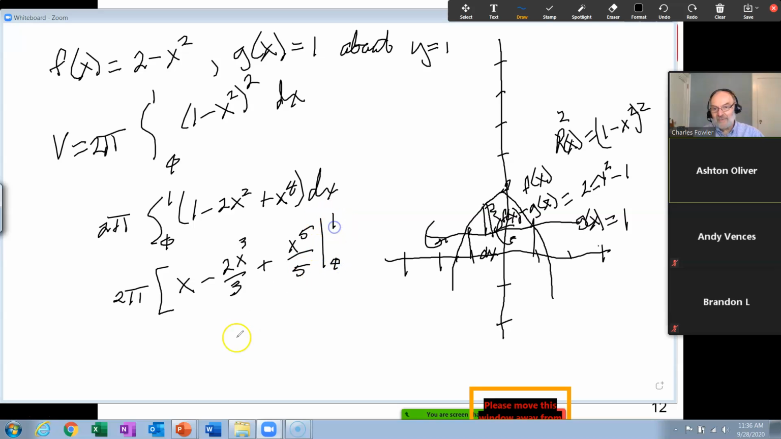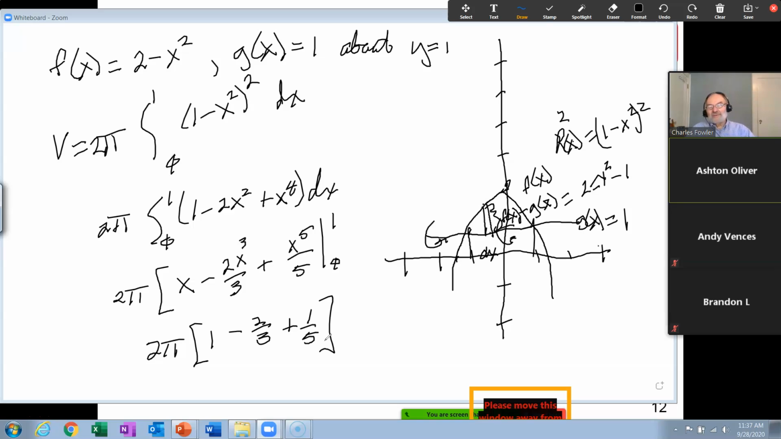Thank you very much. Okay, that will be 2 pi. Goodness gracious, I'm tired. This will just be 1. This will be a minus 2/3, because when you plug in a 1, you get that. And this will be plus 1/5. Now that's a lot of fractions, and then the zeros will give you nothing. Okay?